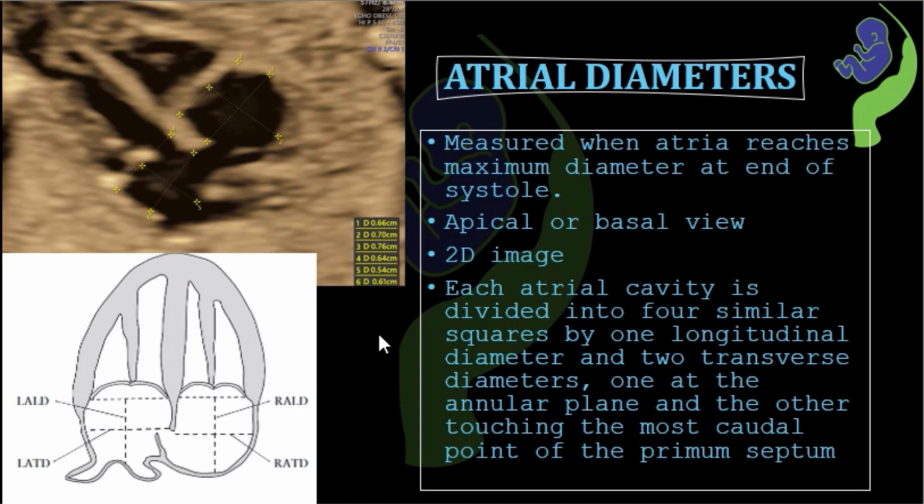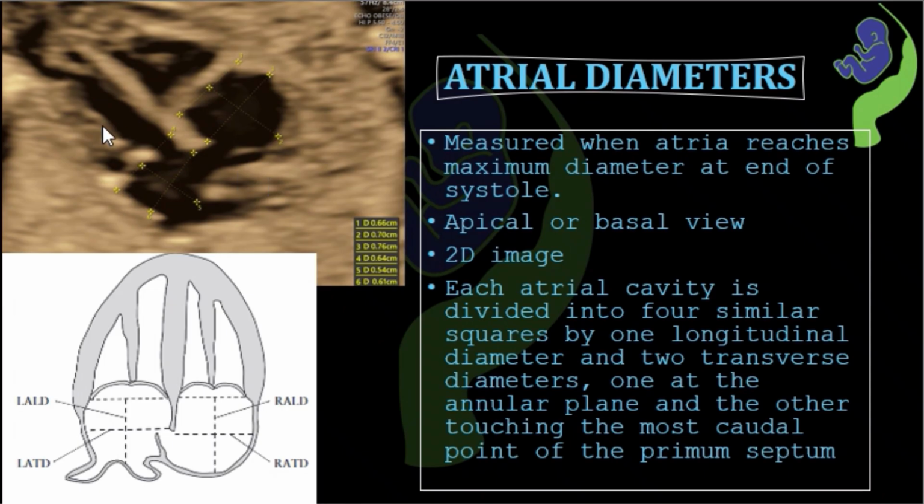Now let us move on to the measurement of atrial diameters. It is best measured when the ventricle is in systole, so that the atrium reaches its maximum diameter. We should also make sure that the atrioventricular valves are closed.